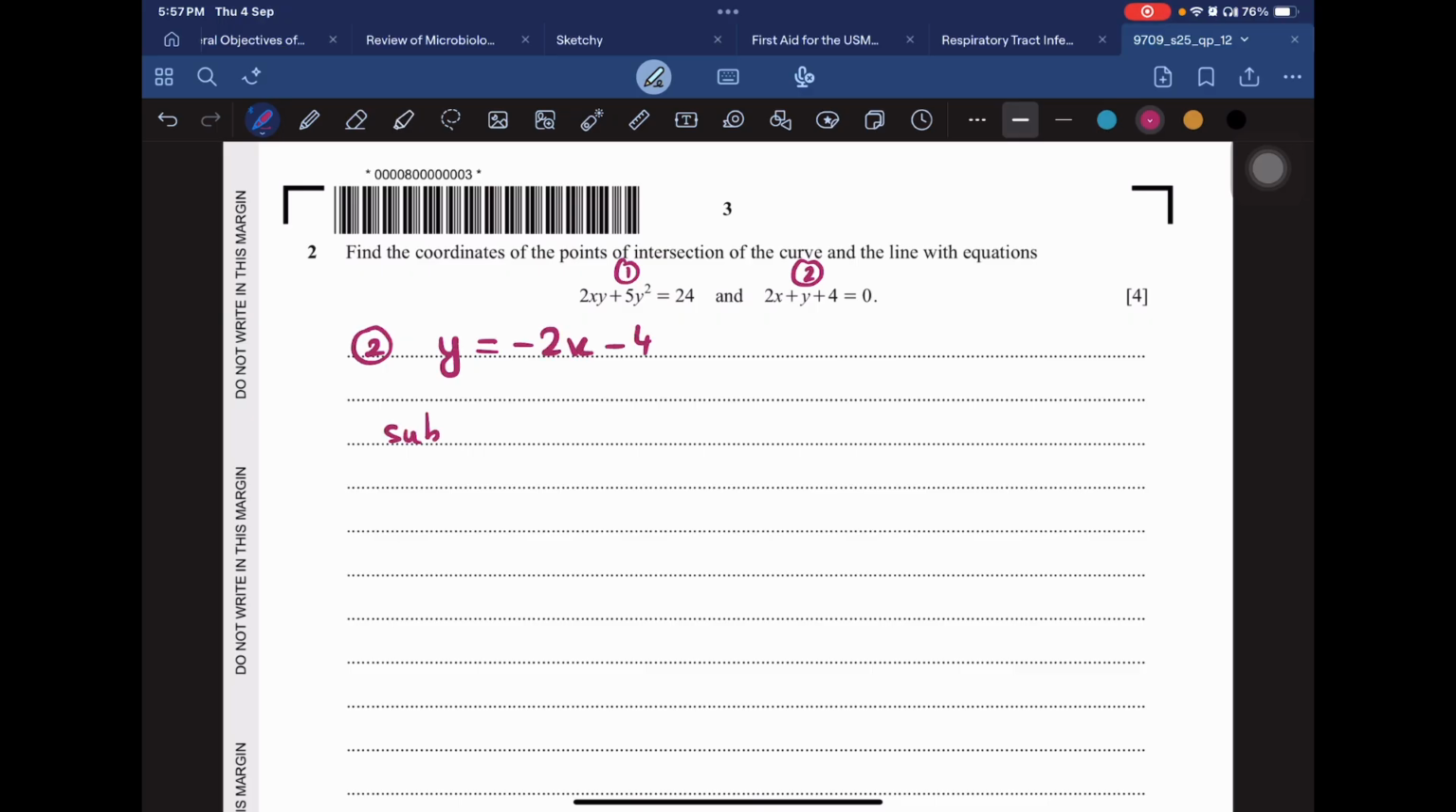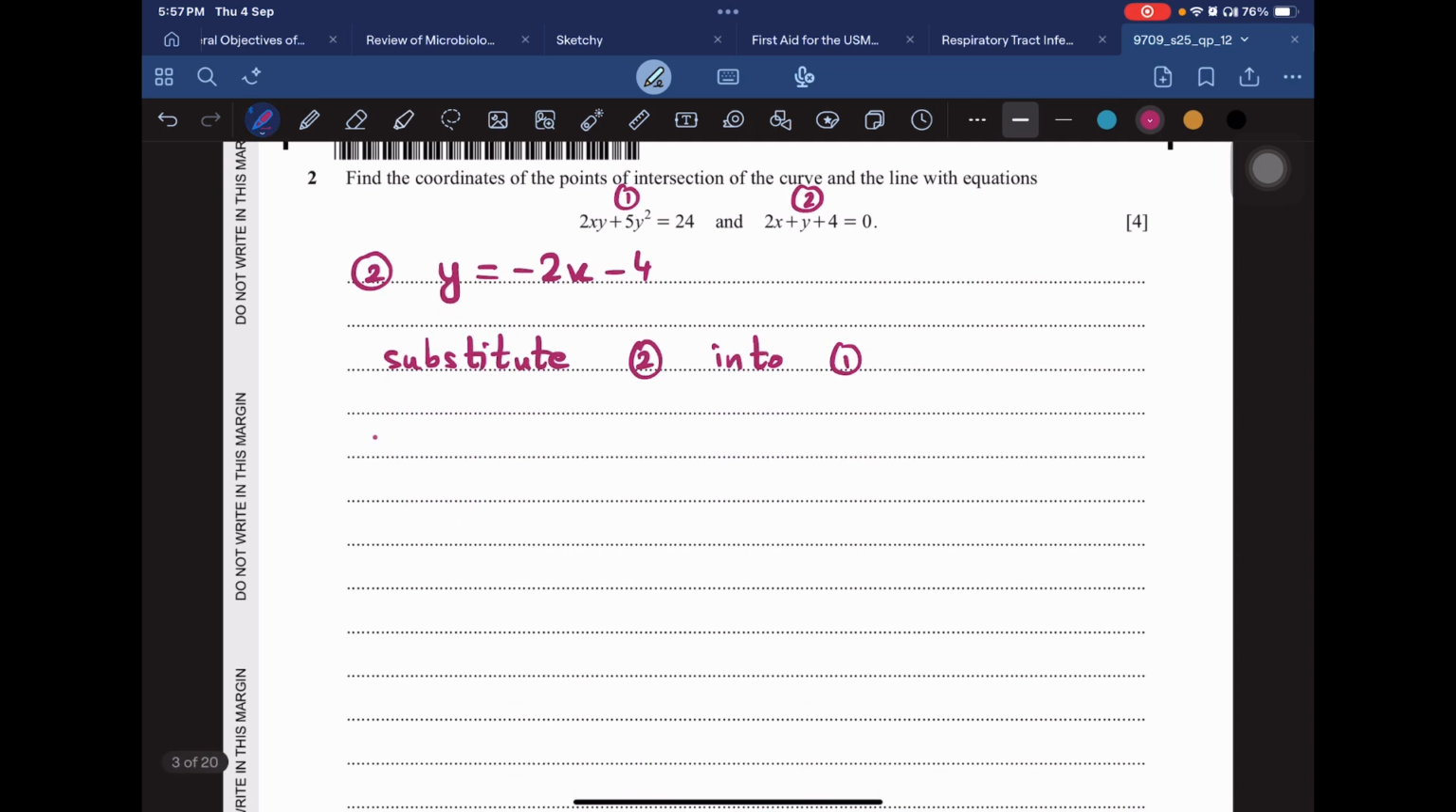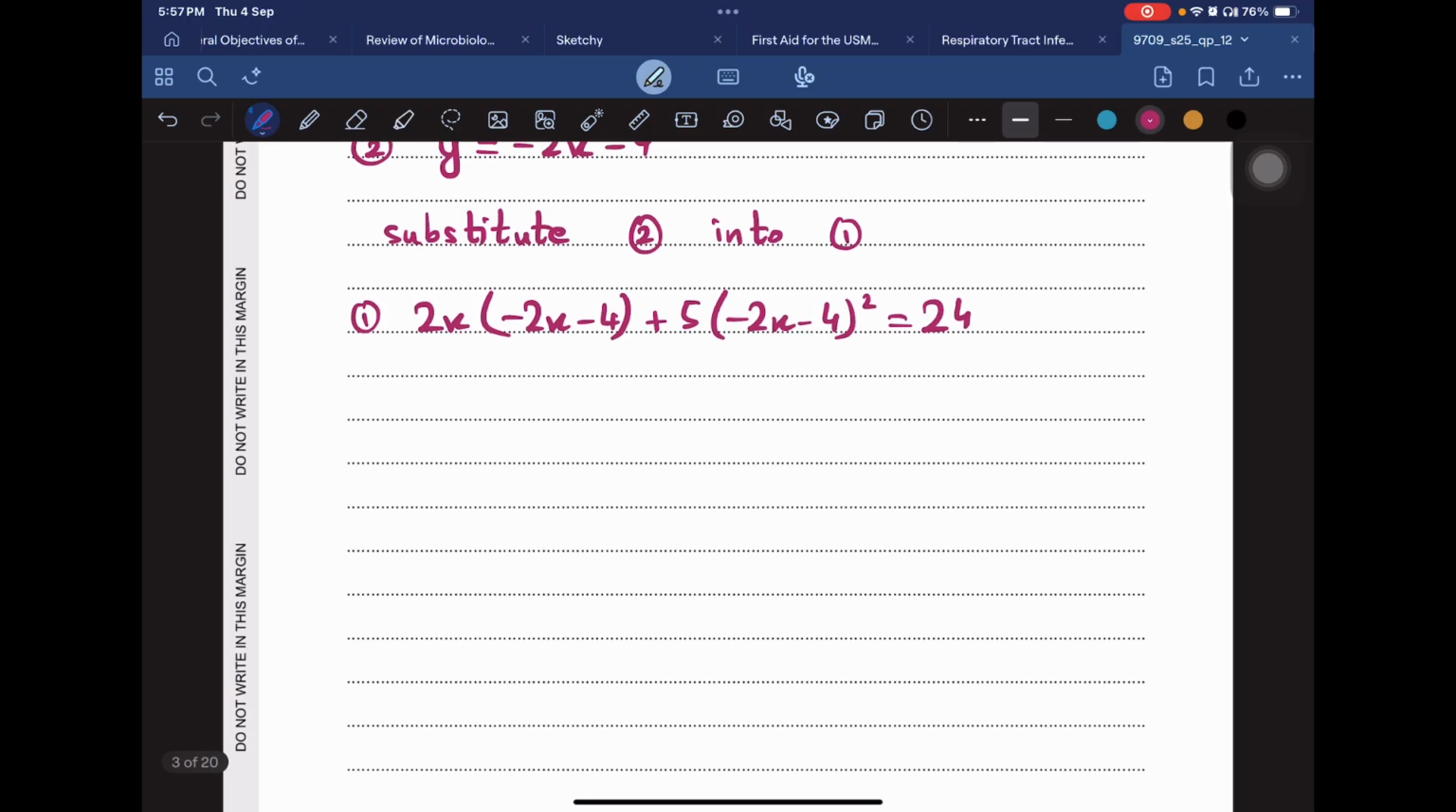Now substitute 2 into 1. So 2xy, so over here we have 1. In place of y, I'll put negative 2x minus 4, plus 5. In place of y again, I'll put negative 2x minus 4 squared equals 24.